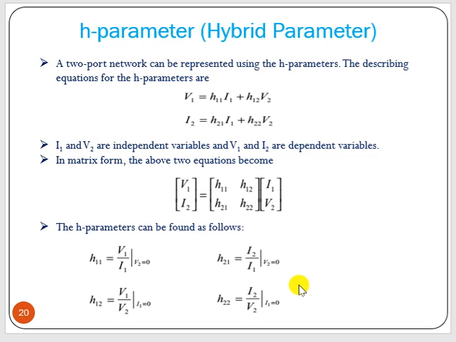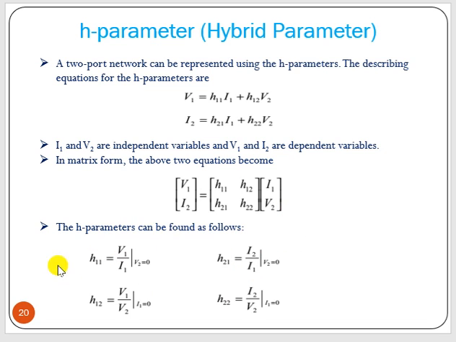In case of impedance and admittance parameters, we are doing either short circuiting or open circuiting. For Z parameter, that is in case of V equal to IZ format, we are doing open circuiting. For admittance parameter, I equal to YV format, we are doing short circuiting. But here we are doing open circuiting and short circuiting both.